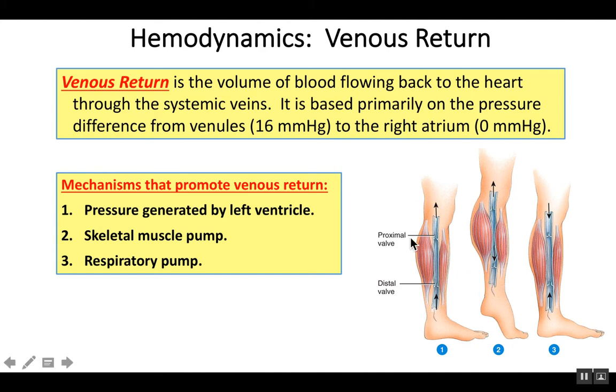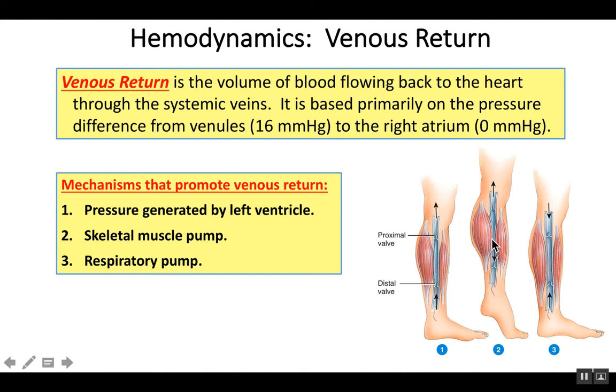That's what's shown in this figure here. It has to do with veins being nestled in between skeletal muscles, like in your legs. And when those skeletal muscles contract, it squeezes on those veins, these deep veins in the leg. And when you squeeze on these veins, it helps force blood.